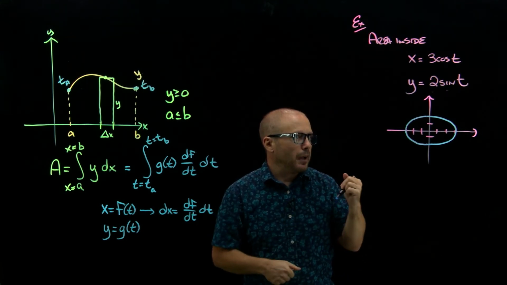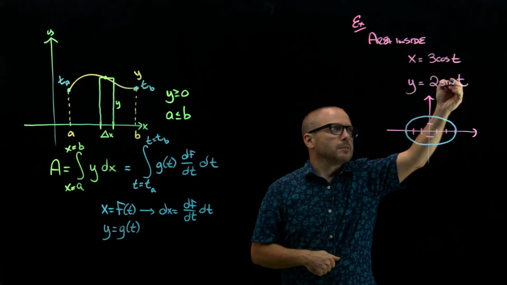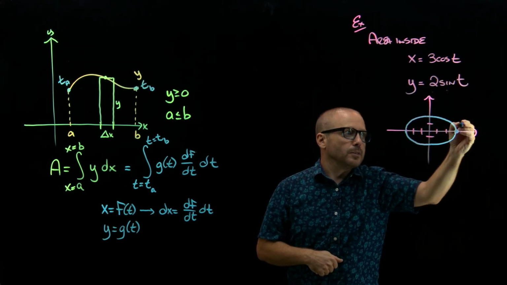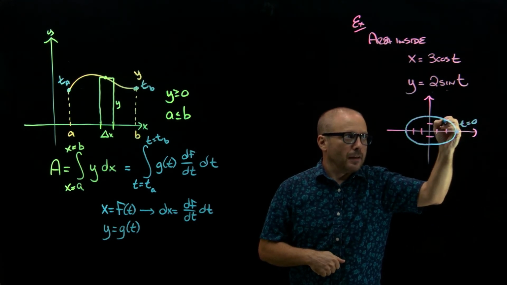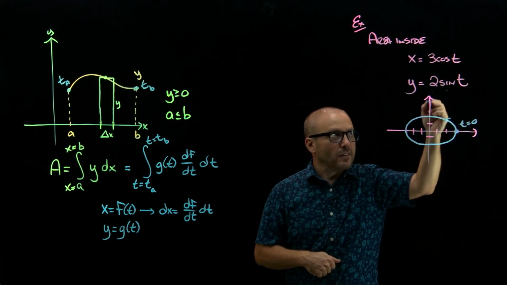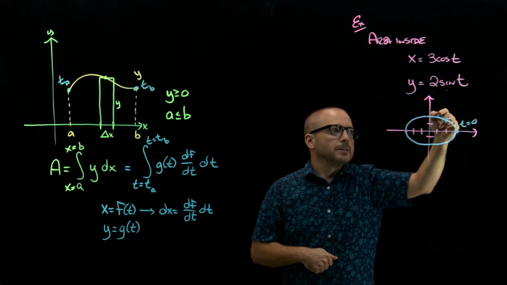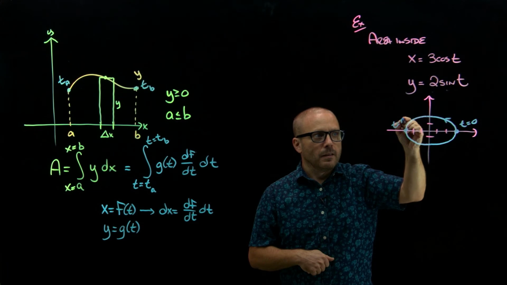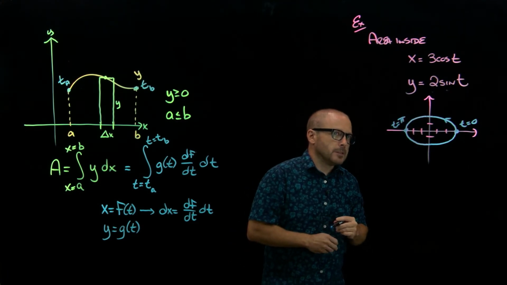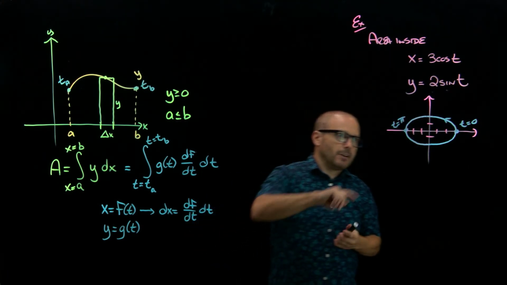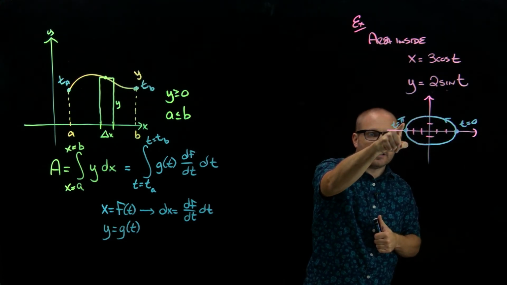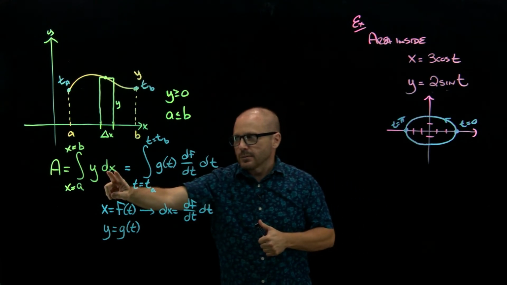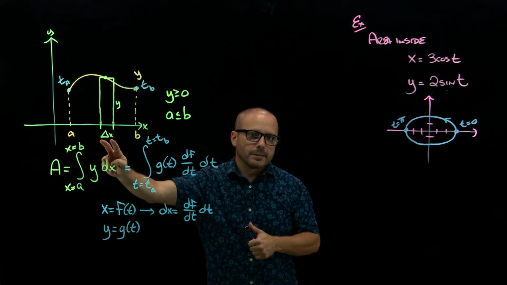So what's the top half? Well, when t equals 0, you're right here, right? X equals 3, y equals 0. So here we are at time 0. And then we move around, counterclockwise, until we get over here to t equal pi. So this is exactly what I don't want, right? I don't want to go from t equals 0 to t equal pi because my x's are getting smaller. This would be a negative quantity.